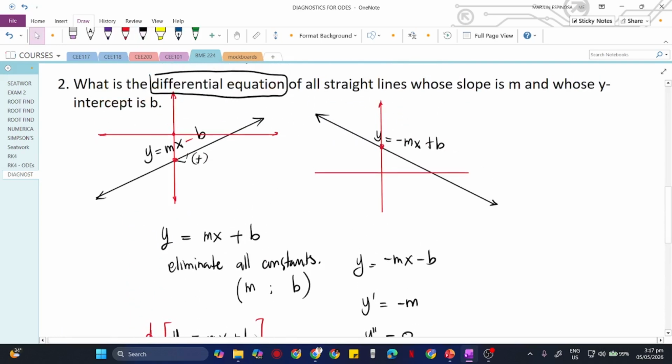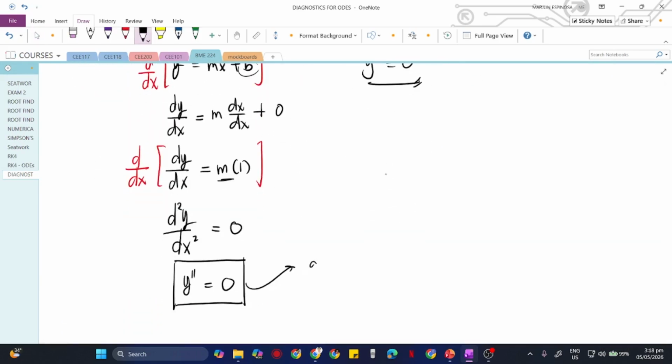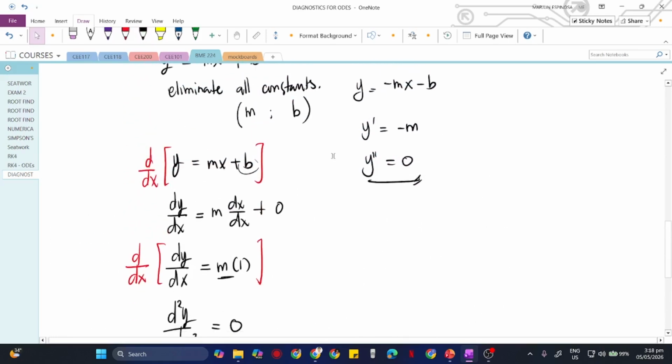Now, this y double prime equivalent to 0 is the differential equation that will represent all straight lines, straight lines with m as slope and b as the y-intercept. So that is the differential equation that always represents all straight lines. Did you get that, class? So that is basically our answer.